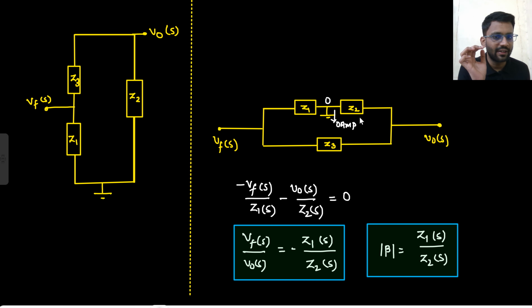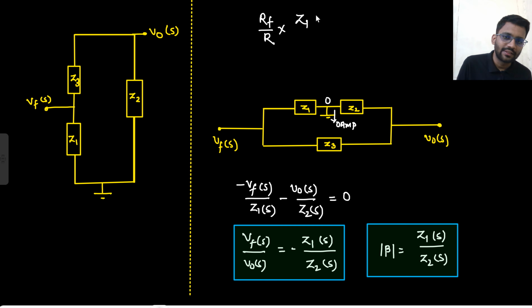Like this Z1 can be an inductor, Z2 can be an inductor, and Z3 can be a capacitor. Or this Z1 can be a capacitor, Z2 can be a capacitor, and Z3 can be an inductor. So these kinds of things can be there. Based on that, you will find your beta. Now what will you think? You will say, sir, what was your forward gain? Forward gain was RF by R. And what is your feedback factor? That is Z1S by Z2S. The negative sign is certainly there, that is cancelled.